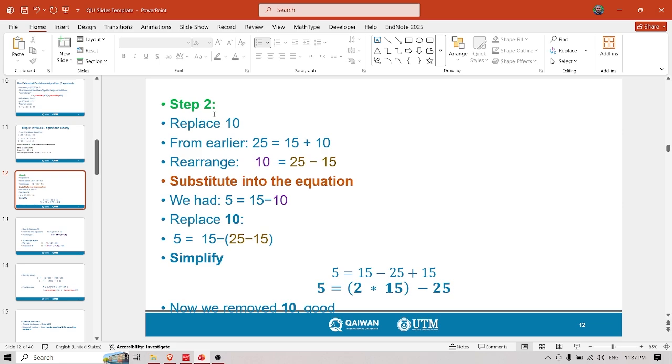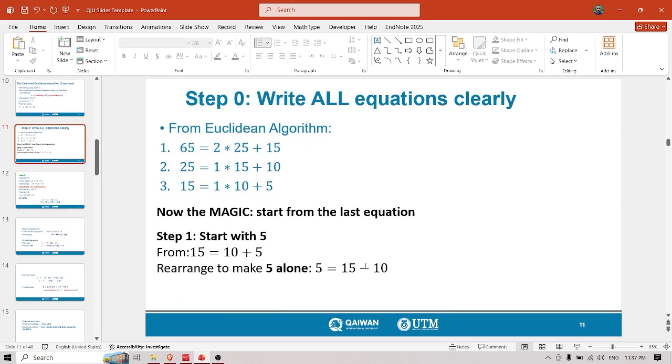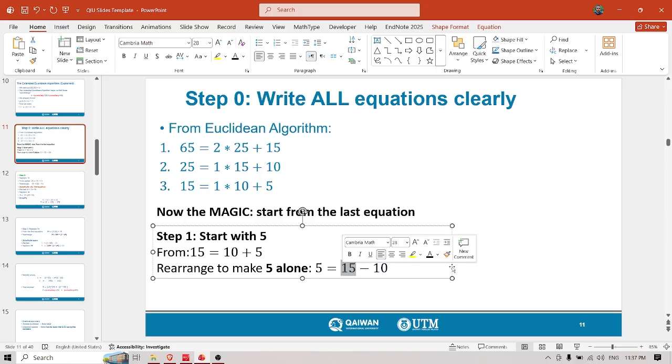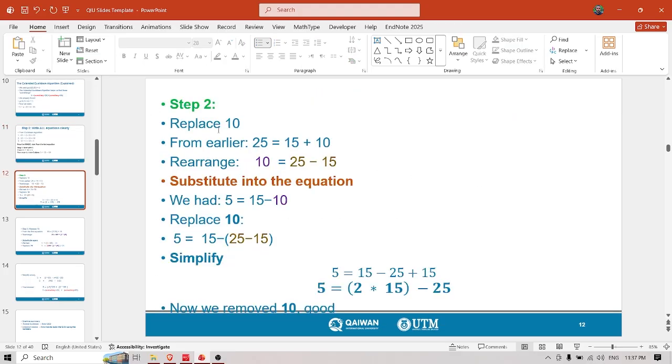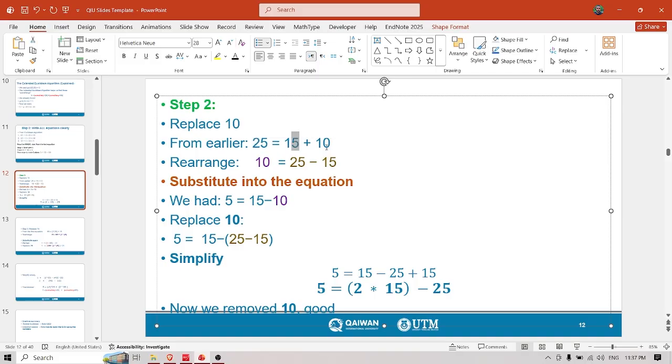Now in step 2, we reached here. We need to make sure that this number will be replaced. How? We will talk about it. Now step 2, replace the 10. We say that 25 is equal to 15 plus 10. Now if we rearrange it, 10 is equal to 25 minus 15. We will make sure that this 10 is on this side. Once we made it this way, 25 minus 15 is substituted into the equation, replacing the 10.